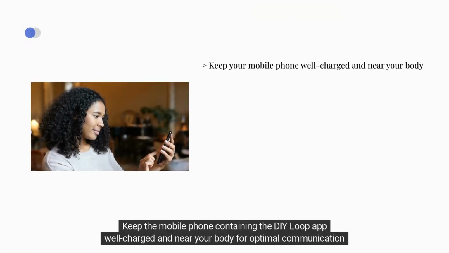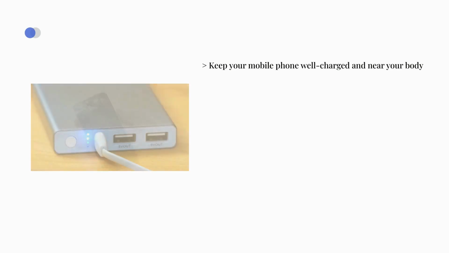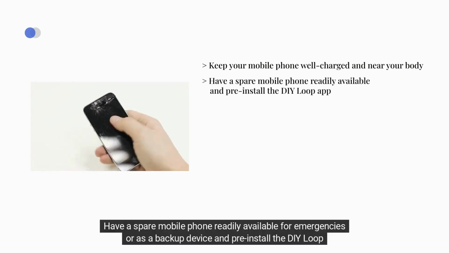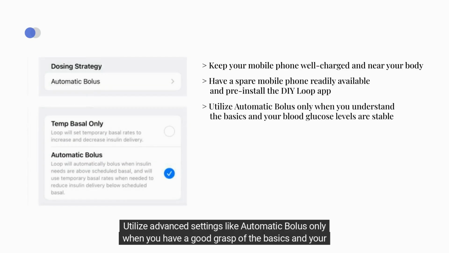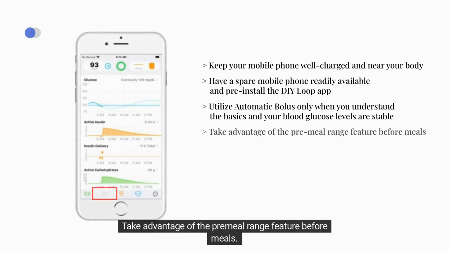Keep the mobile phone containing the DIY Loop app well charged and near your body for optimal communication between devices. Carrying a portable battery pack is advisable. Have a spare mobile phone readily available for emergencies or as a backup device and pre-install the DIY Loop app. Utilize advanced settings like automatic bolus only when you have a good grasp of the basics and your blood glucose levels are stable. Take advantage of the pre-meal range feature before meals.